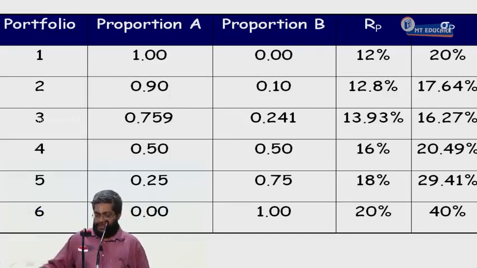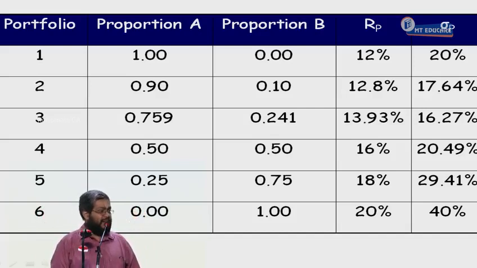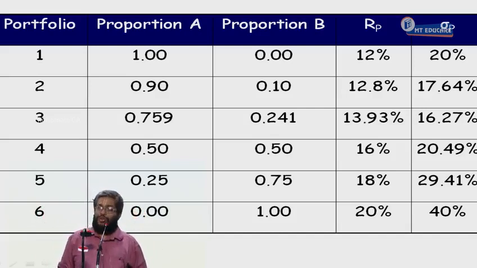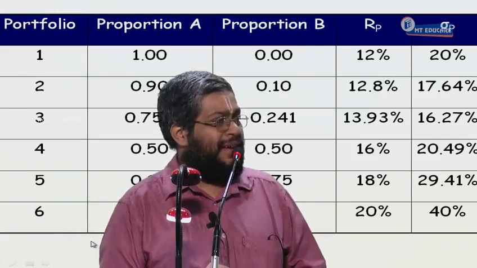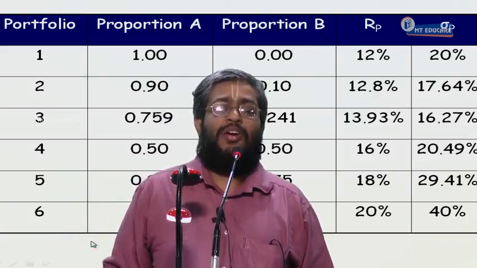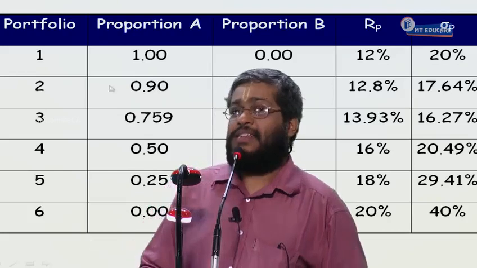Now, see, what is the nature of security A? Low risk, low return. What is the nature of security B? High risk, high return. In a portfolio consisting of a share which is having low risk, low return, if I inject another security having high return as well as high risk, the portfolio return increases. A high return security coming in means the portfolio return increases. At the same time, the portfolio risk also is expected to increase. Does it increase or not?